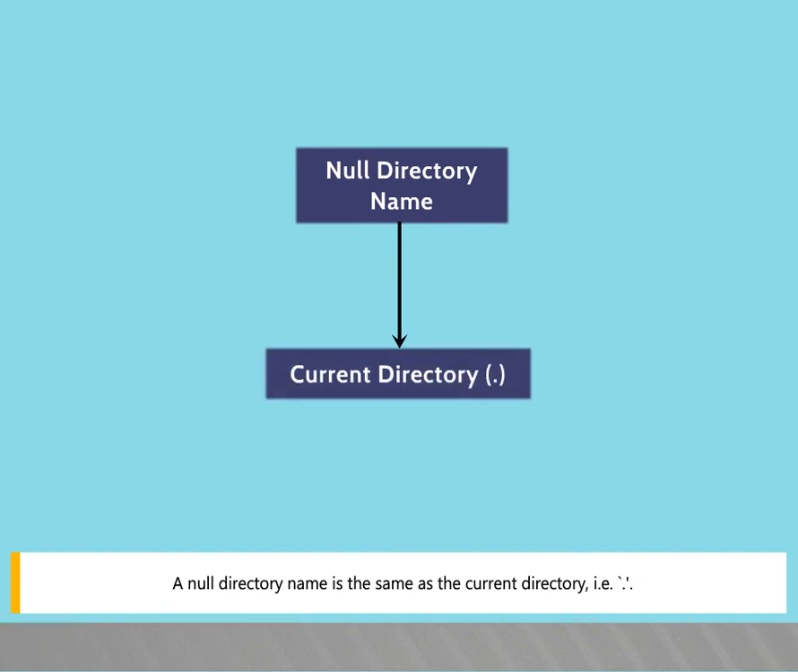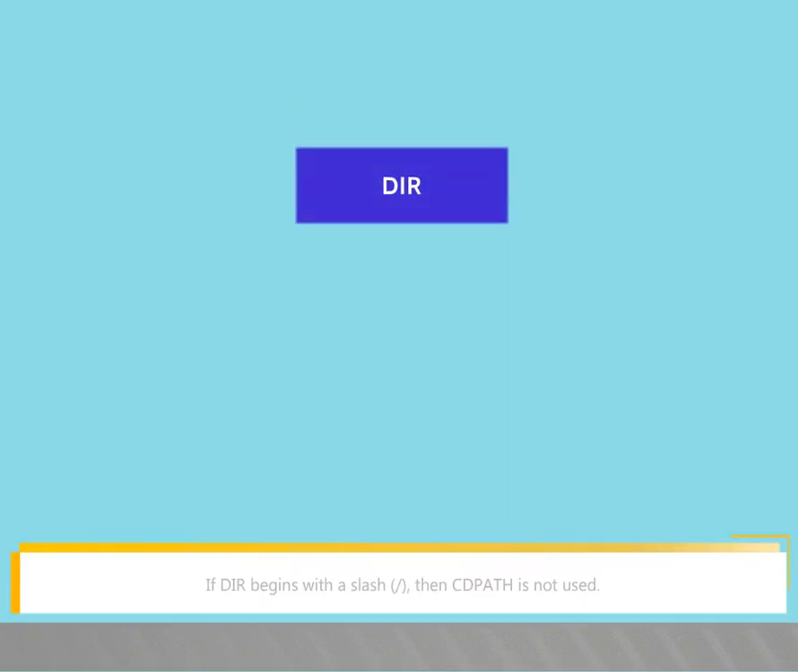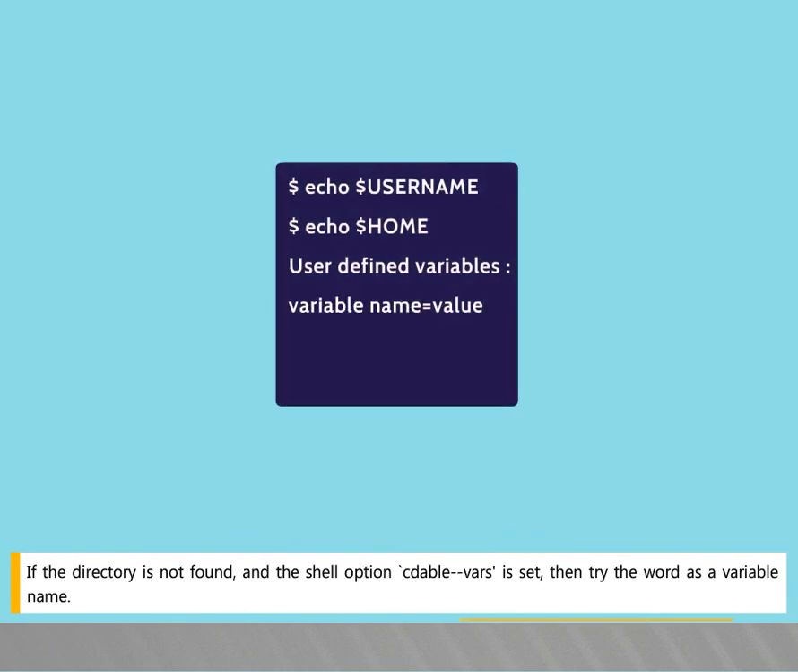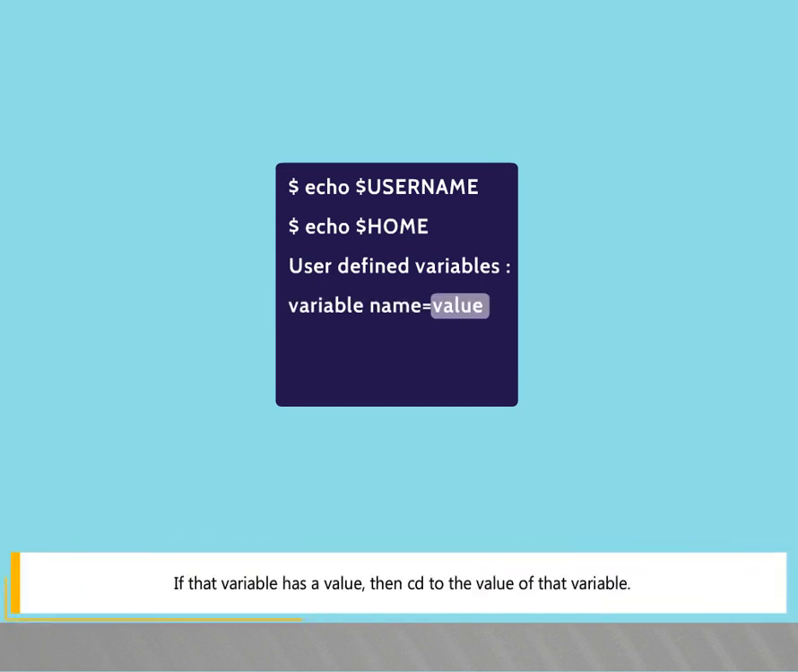A null directory name is the same as the current directory, that is dot. If a directory begins with a slash, then cd path is not used. If the directory is not found and the shell option cdable vars is set, then try the word as a variable name. If that variable has a value, then cd to the value of that variable.